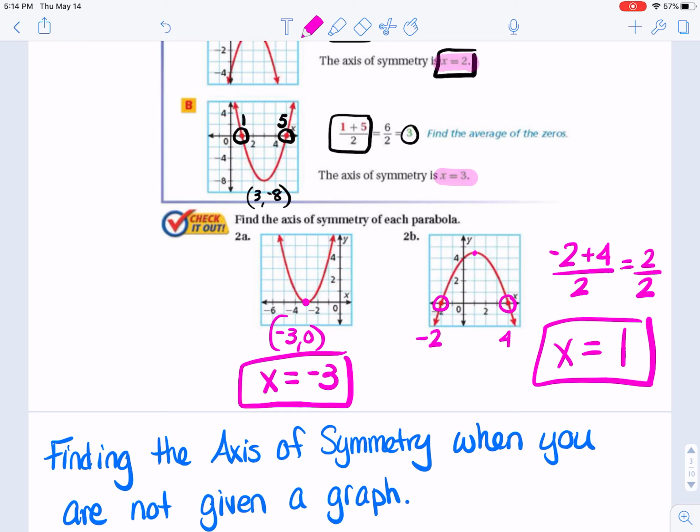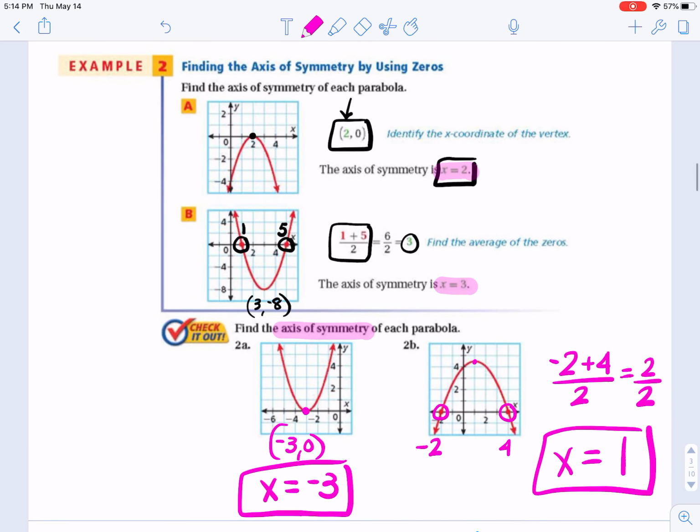I know there's some people out there that are still going to ignore my warnings and get it wrong and then cry about it and say, well, why isn't 1 the same thing? No, it means something totally different. So please make sure when they ask for the axis of symmetry that you write it as x equals the number.